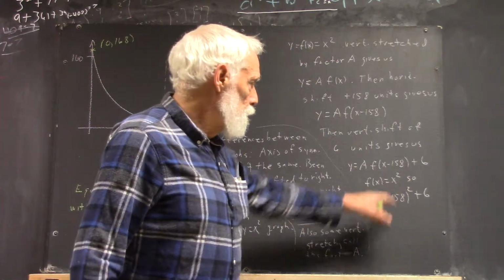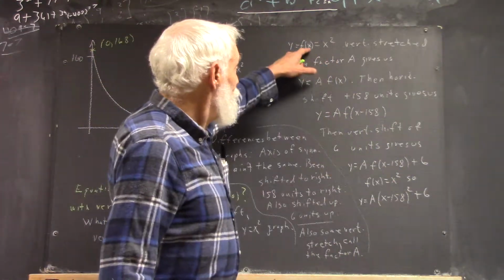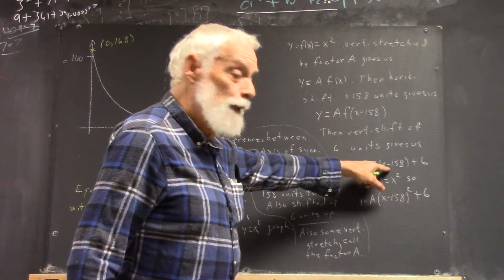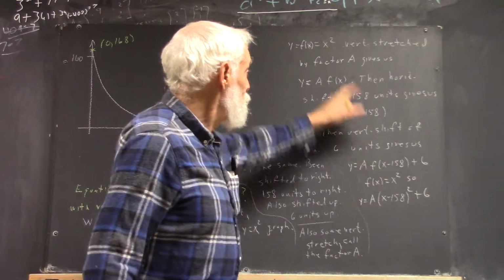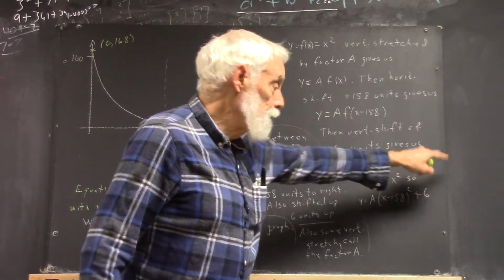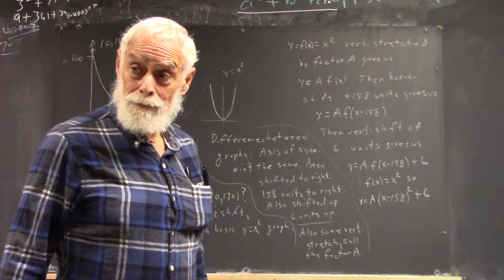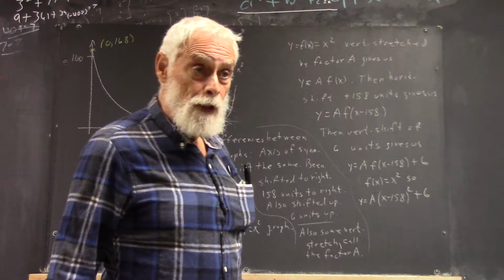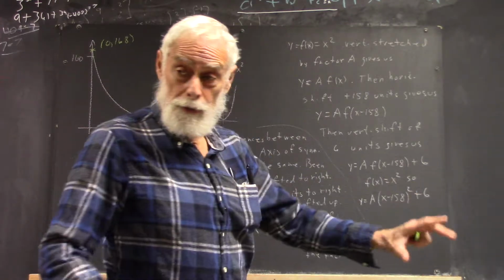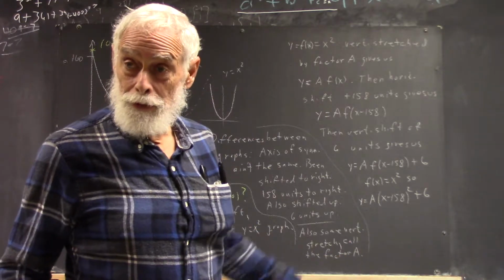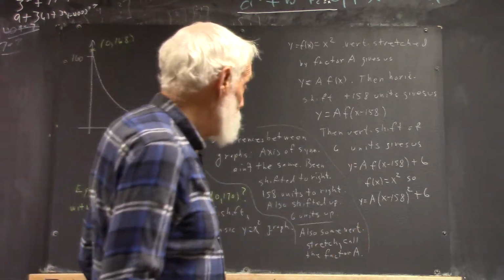Well, f of x equals x squared, so if we replace x by x minus 158, we're going to have a times x minus 158 squared. Now we've got an a in front of that and a 6 tacked on to the end, but that's what we get. Okay? You could expand that, but you don't want to. Sometimes you do. Right now you don't, because this is the simplest form of the function.